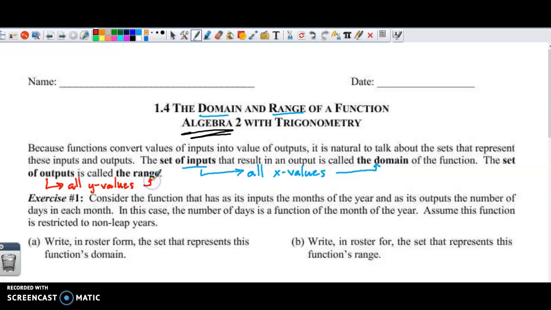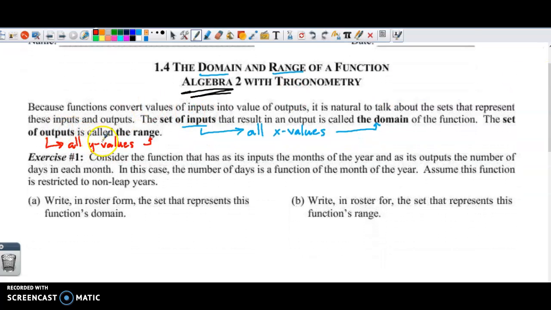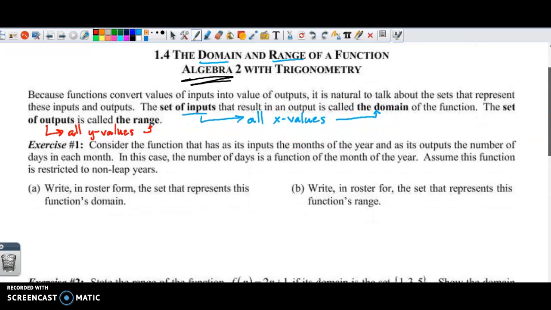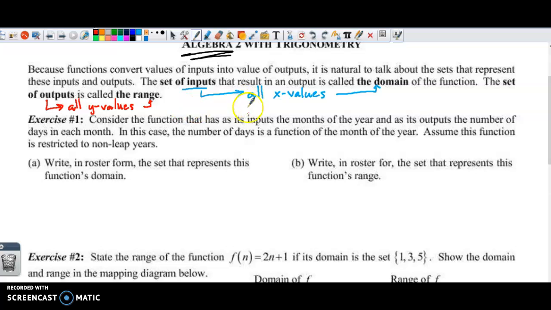Now, if anybody plans on taking math in college, there's a phrase called codomain, which is all possible y values. But for our purposes, we're only going to concentrate on the y values that are hit, so to speak. So in a problem like this, just starting with the x values, the inputs are the months. So the x values would be considered January, February, March, and so on. And the outputs are the days of each month. So in this case, the number of days is a function of the month of the year. Assume this is restricting to non-leap years.